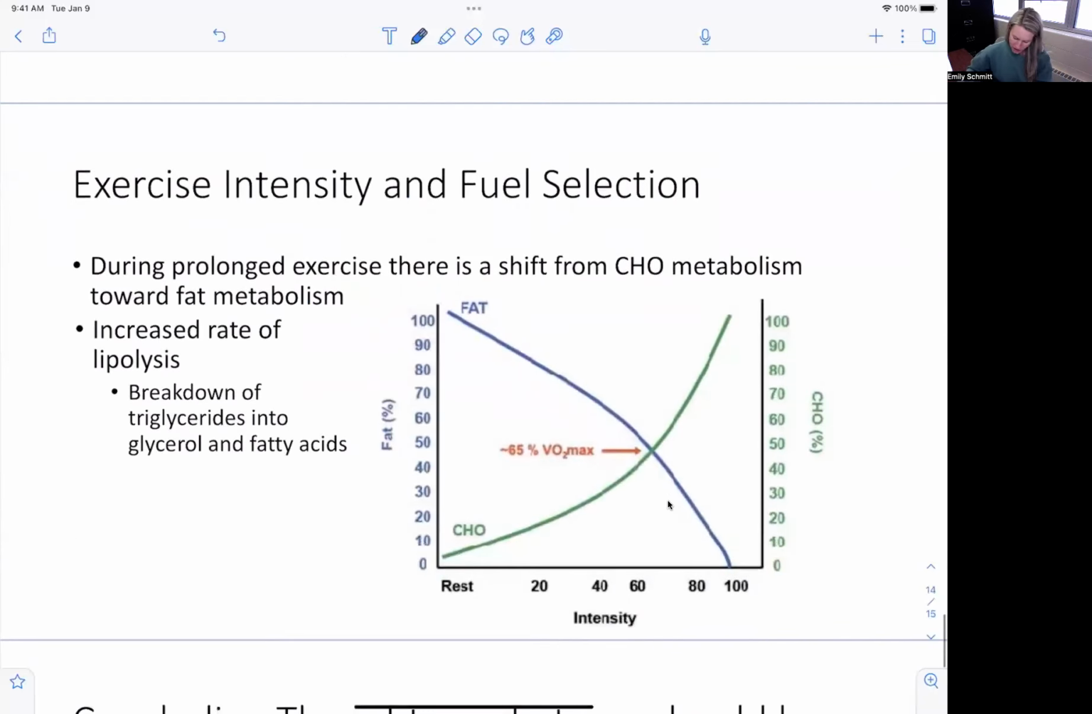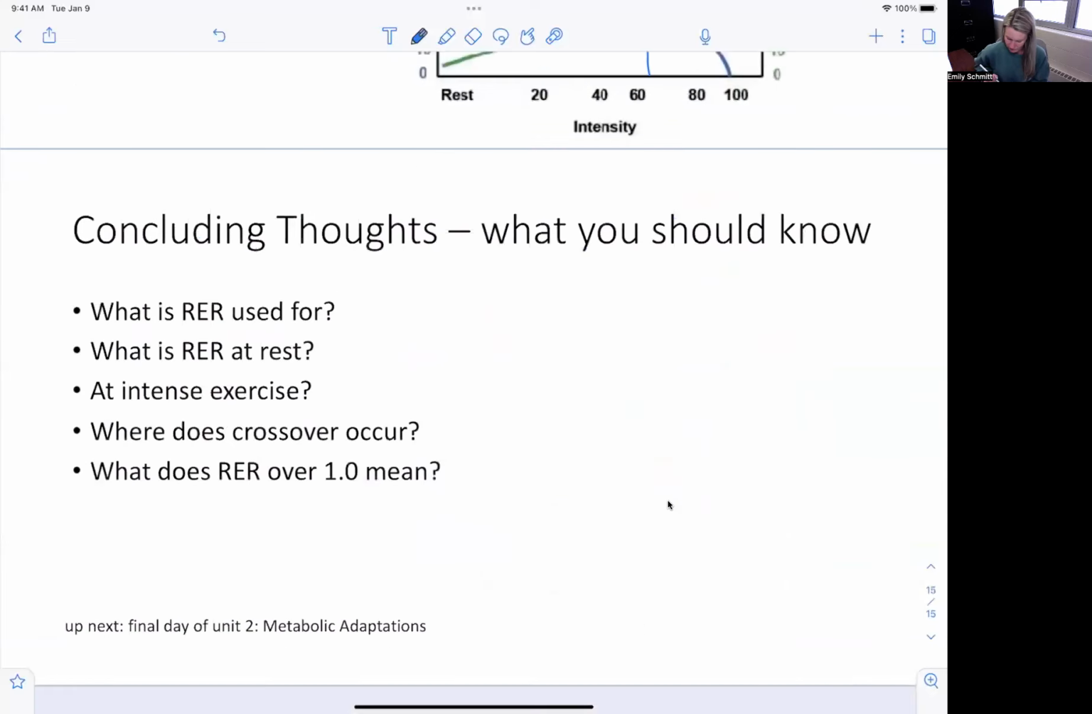During prolonged exercise, we know that there's a shift from carbohydrate metabolism towards fat metabolism, and this increases the rate of lipolysis, our breakdown of triglycerides into glycerol and fatty acids, again showing about 65% of your VO2 max for your exercise intensity and fuel selection.